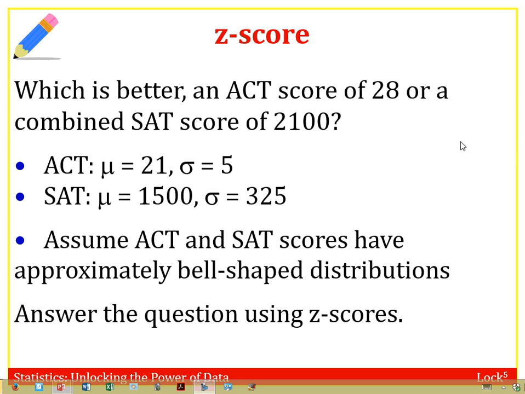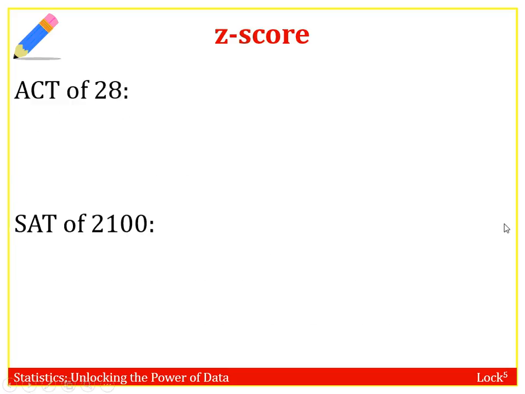So, in this one here, let's try to figure out which one is better: a 28 on your ACT or a 2100 on your SAT. Well, the mean of your ACT is 21 with a standard deviation of 5. The mean of your SAT is 1500 with a standard deviation of 325. We're going to assume, to work this out, that these are bell-shaped distributions. If you actually looked at your data for this, yes, it would be, but you weren't given that. So we'll continue on here.